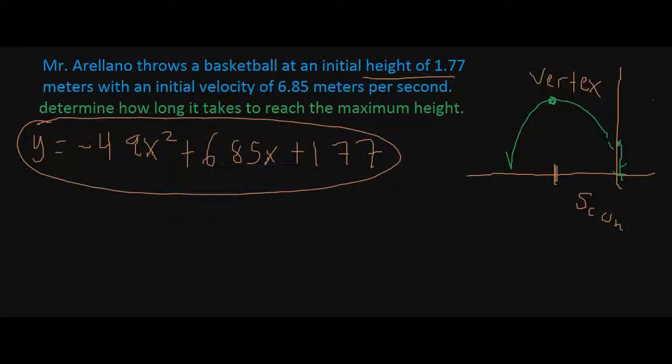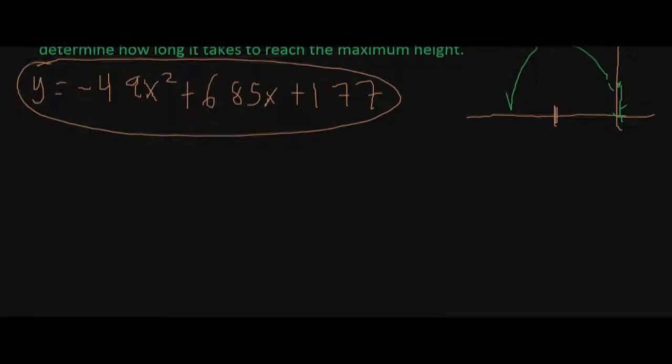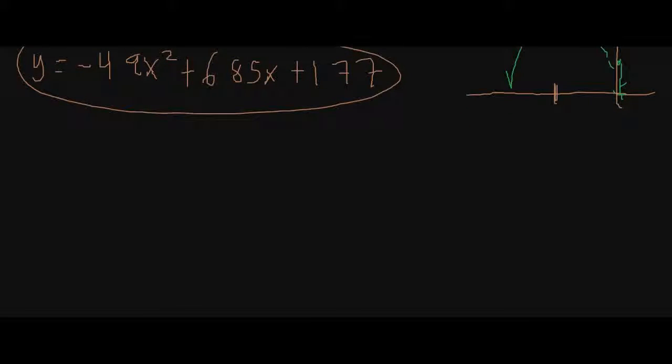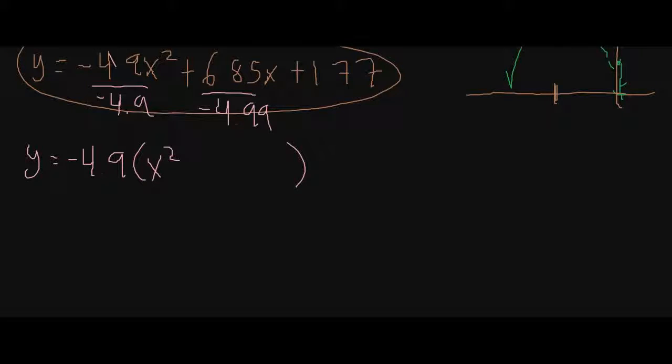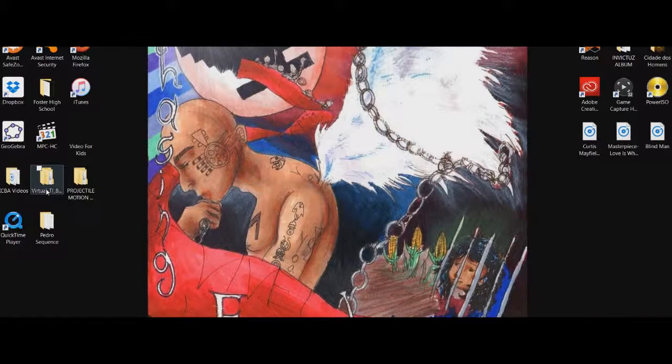So we want to change it to vertex form, just like we did in the other videos. Let me lower this down. It's really similar to the problem we did beforehand. The first thing we want to do is pull out the negative 4.9, so we divide both terms by negative 4.9. We do that, and we just get x squared here. And then this is where I'm going to rely on my graphing calculator real quick.